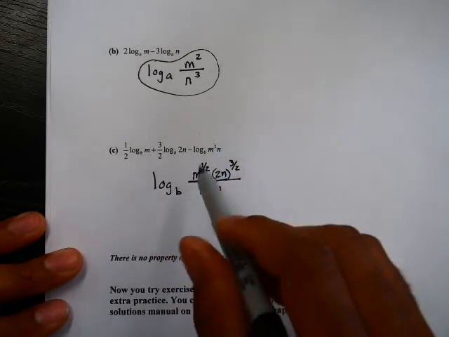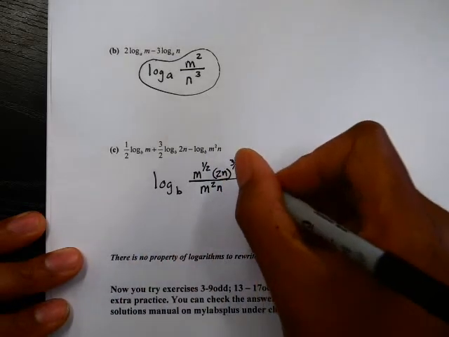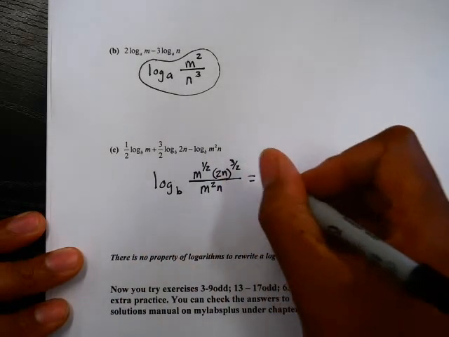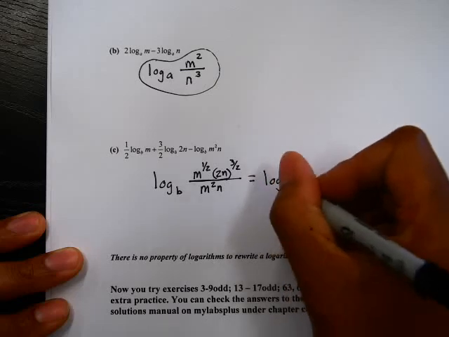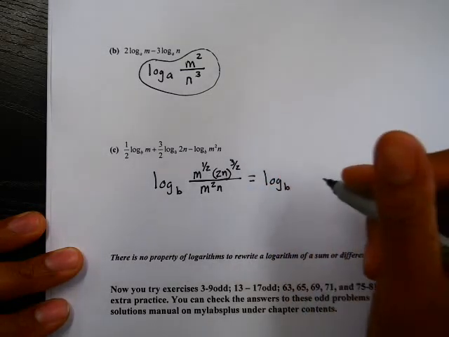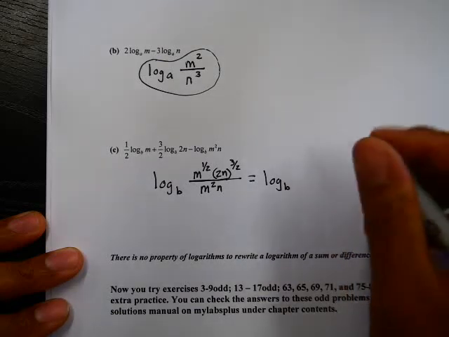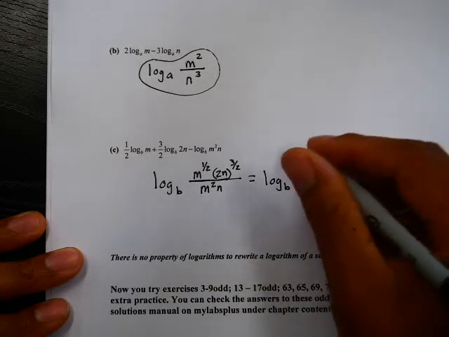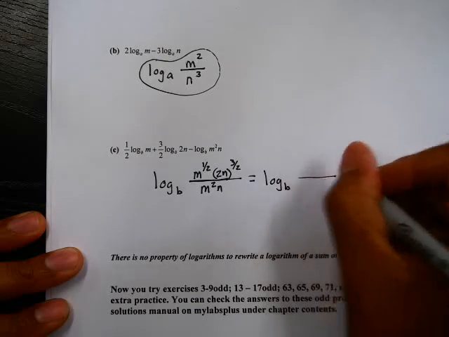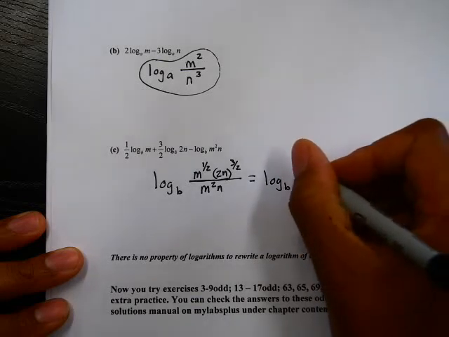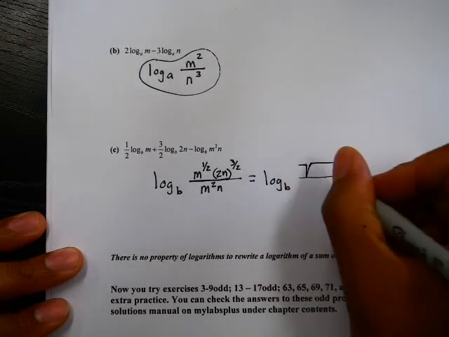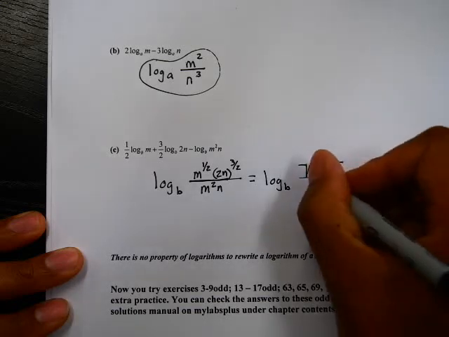Seeing those fractional exponents there, we can make one more conversion, and we can say that this is log base b, m to the 1/2 power and 2n to the 3/2 power. I can put that all under one radical. And that would be a square root radical of m.